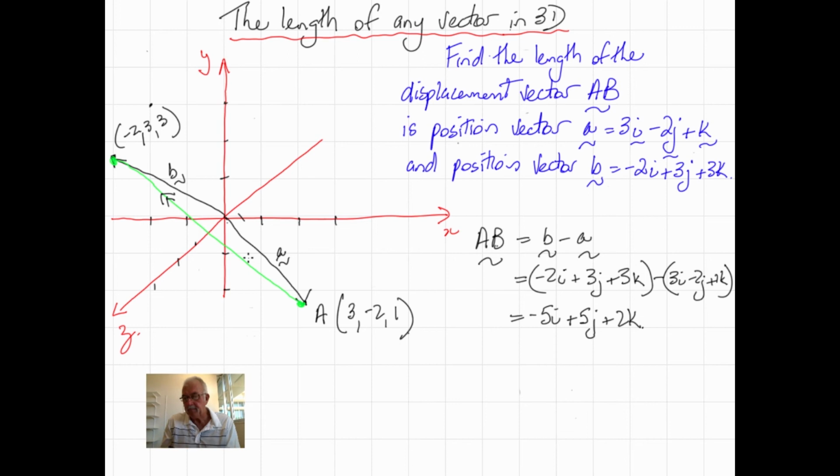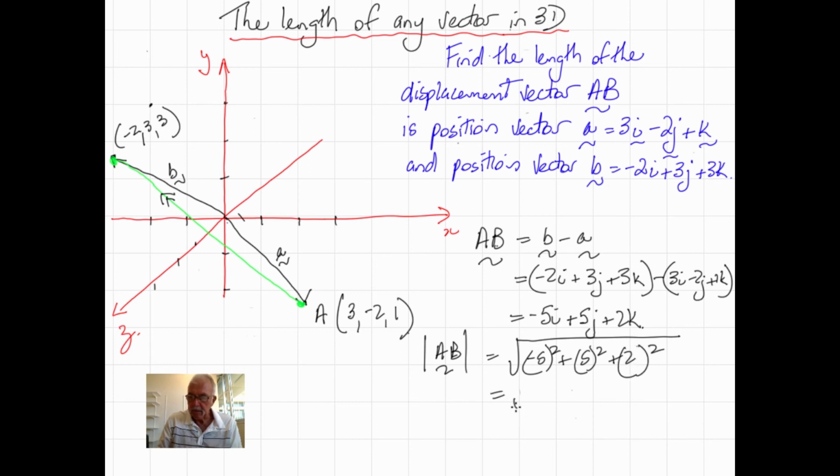So vector AB. Now we know that the absolute value of vector AB is just the square root of each of these squared. So it'll be -5 squared plus 5 squared plus 2 squared, which is equal to the square root of 25 plus another 25 plus 4, which will be equal to the square root of 54. So it'll be 7 point something. So that's the length of any vector.